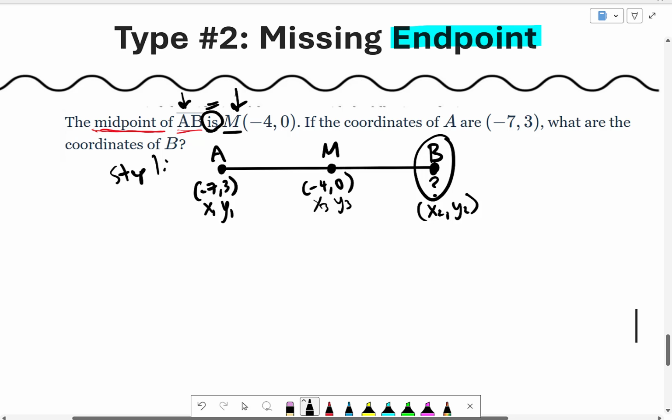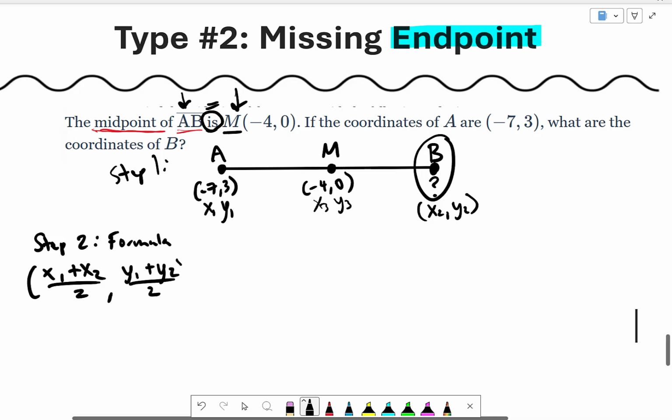Step 2 is the formula. x1 plus x2 divided by 2, y1 plus y2 divided by 2 equals x3, y3. And then we're going to do step 3, which is substitute.